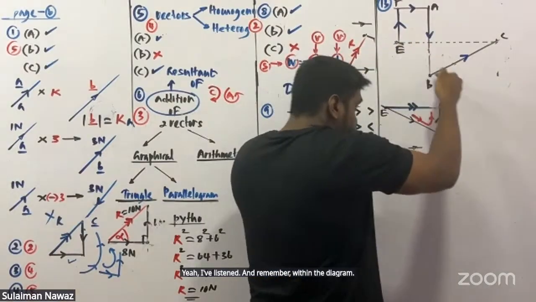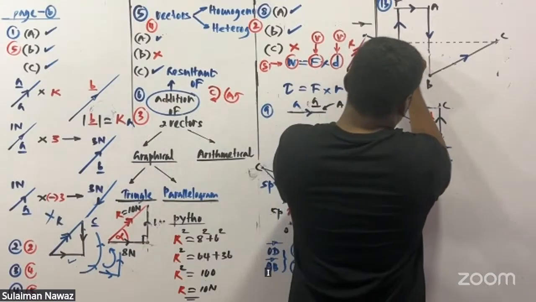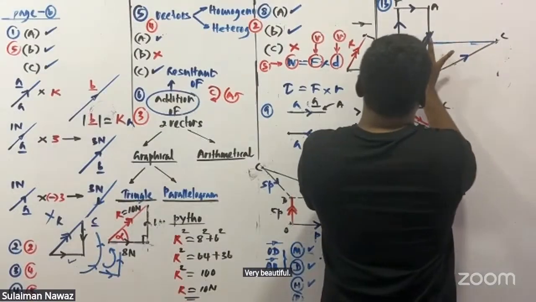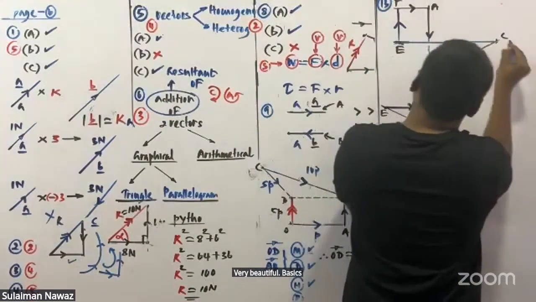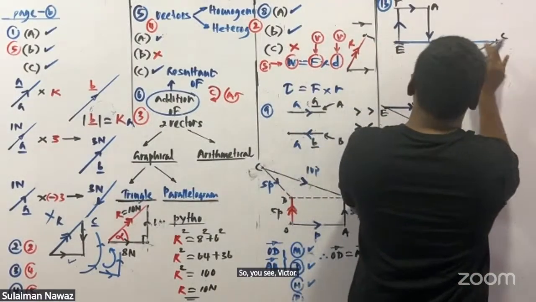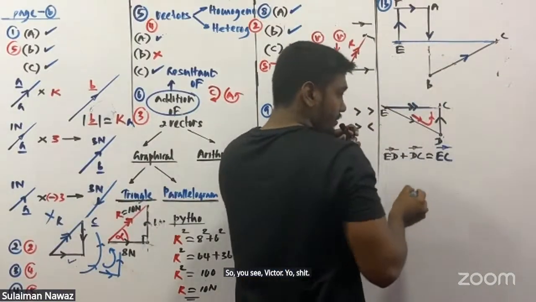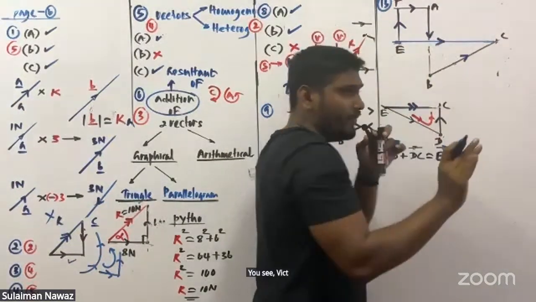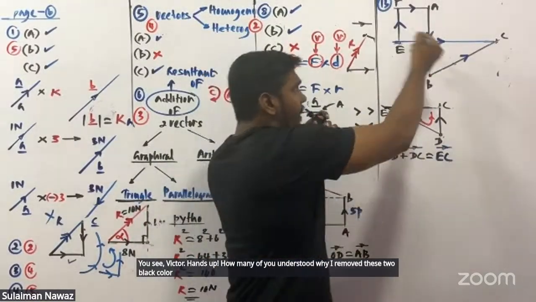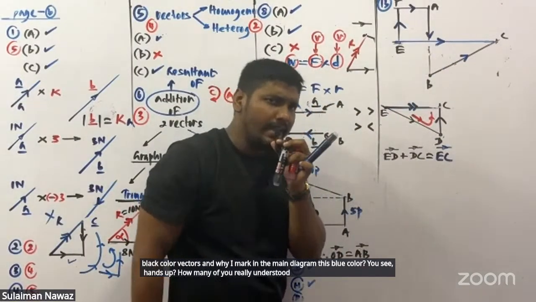Instead of drawing ED and DC, I'm going to draw that vector. Easy. Very beautiful. Physics is really interesting. So EC vector. Hands up. How many of you understood why I removed these two black color vectors and why I marked in the main diagram this blue color EC? Hands up. How many of you really understood why I have done that?